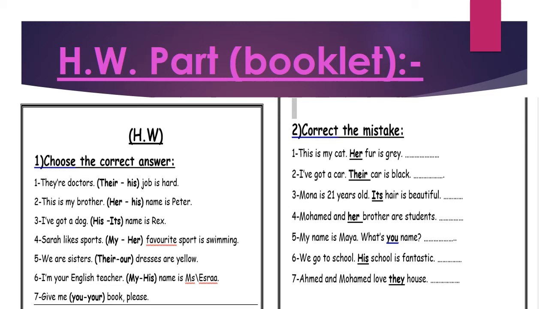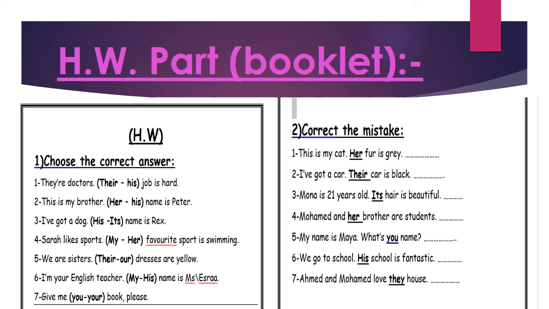Question number 2, correct the mistake. Number 1, this is my cat. Her fur is gray. The mistake is her. Number 2, I've got a car. Their car is black. The mistake in the word their. Number 3, Mona is 21 years old. Its hair is beautiful. The mistake in the word its. Number 4, Muhammad and her brother are students. The mistake in the word her. Number 5, my name is Maya. What's your name? Okay, the mistake in the word you.